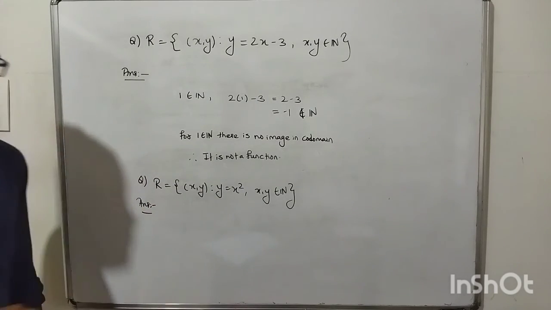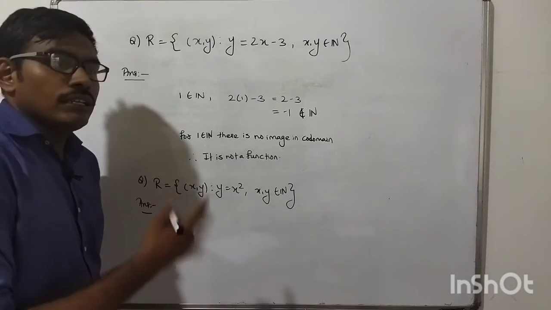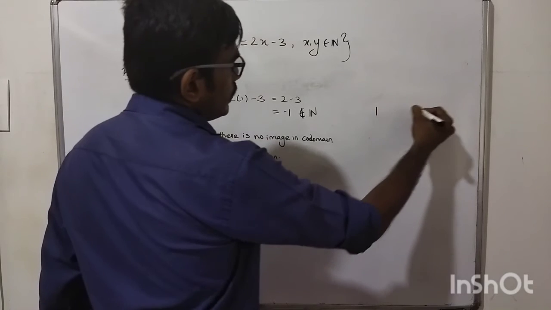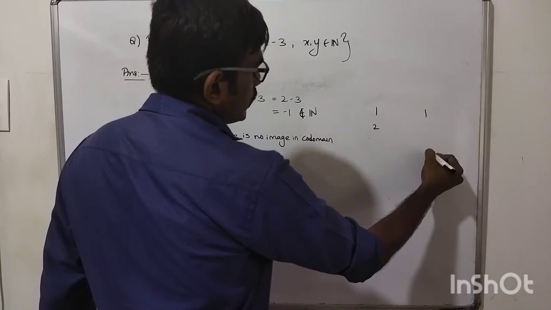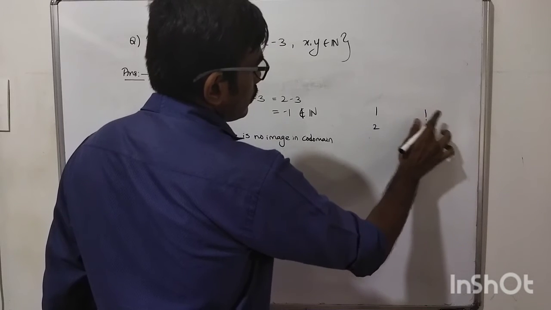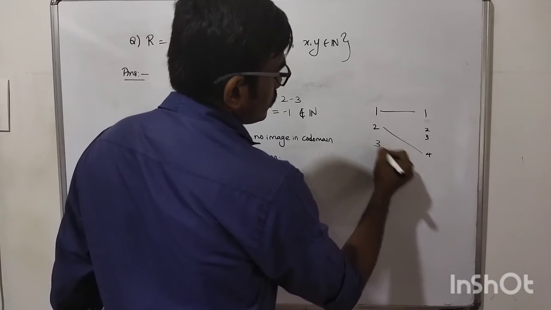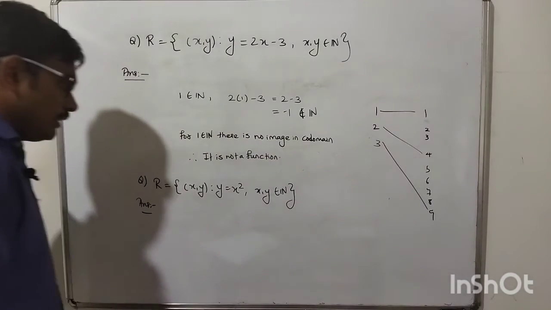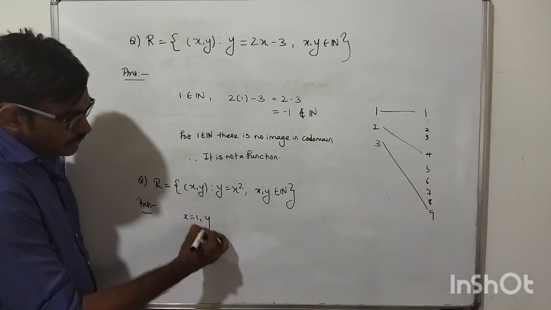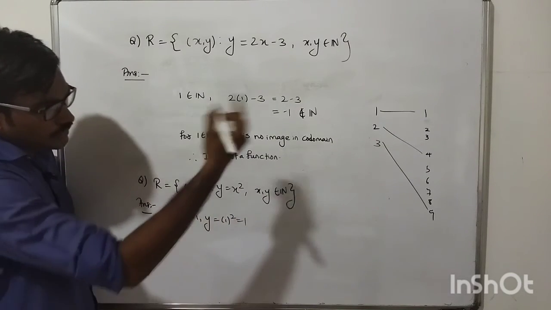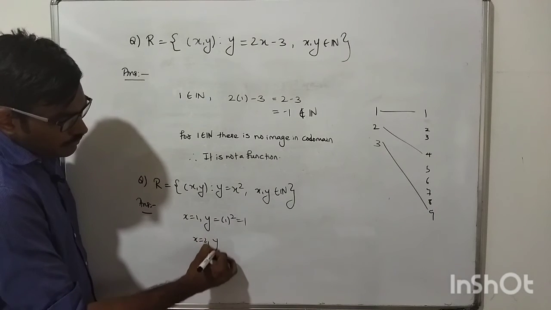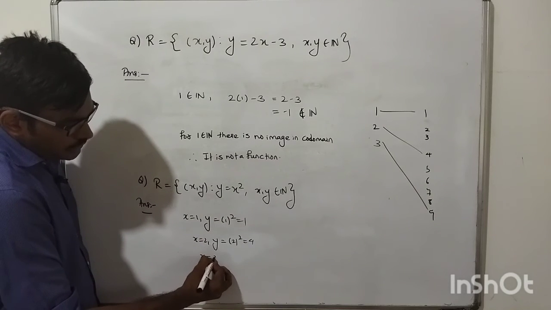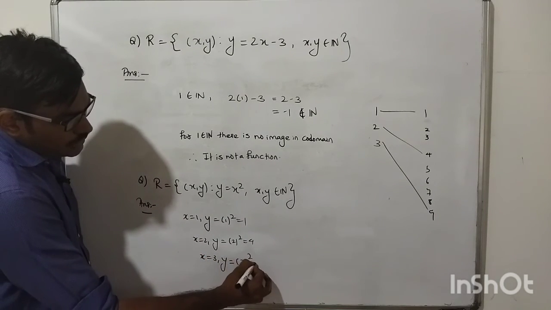So you can see the square of 1 is 1 square, which is again belonging to the set of natural numbers. So for 1 the image is 1. For 2 the image is 4. 1 has image 1, 2 has image 4, 3 has image 9. Because x is equal to 1, y is equal to 1 square, which is 1, that belongs to natural numbers. x is equal to 2, y is equal to 2 square, which is 4, which again belongs to the second set. x is equal to 3, y is equal to 3 square, which is 9, again belongs to the second set.